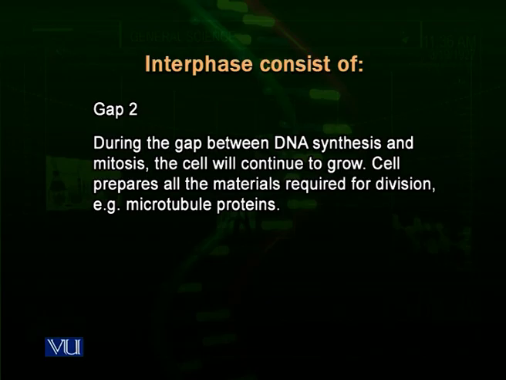The most important thing which is made or produced during this phase are the microtubules, because microtubules are required to move chromosomes, to attach with the chromosomes and then move them correctly towards the poles of the cell.